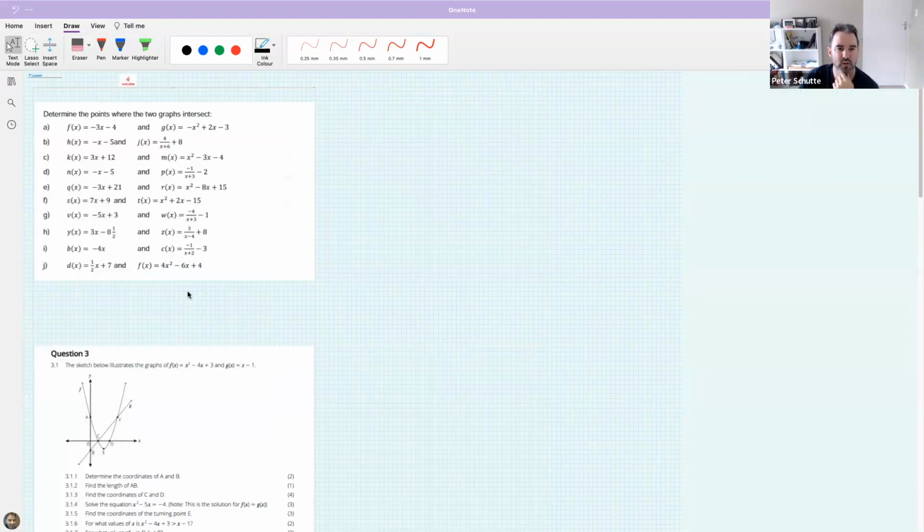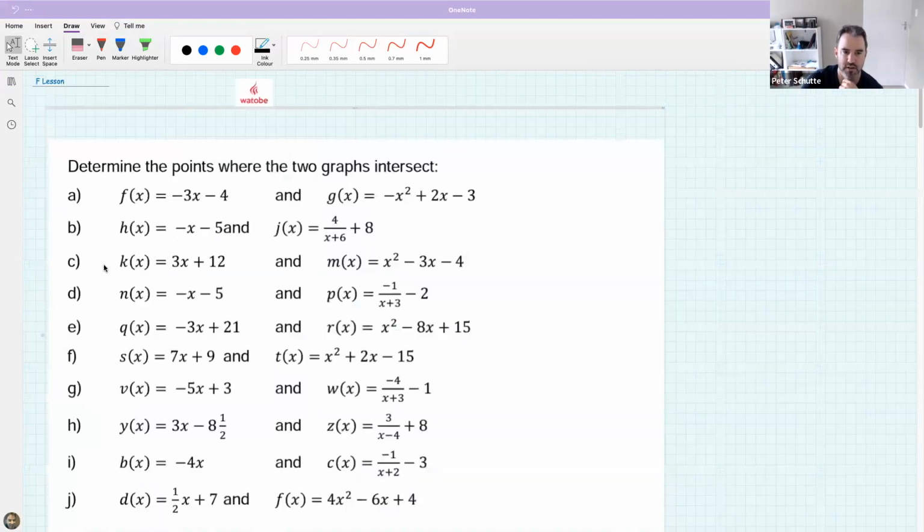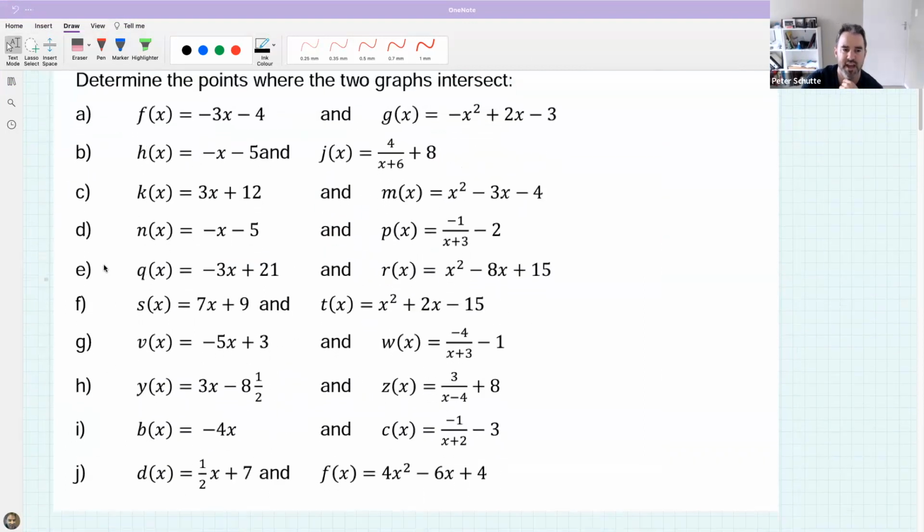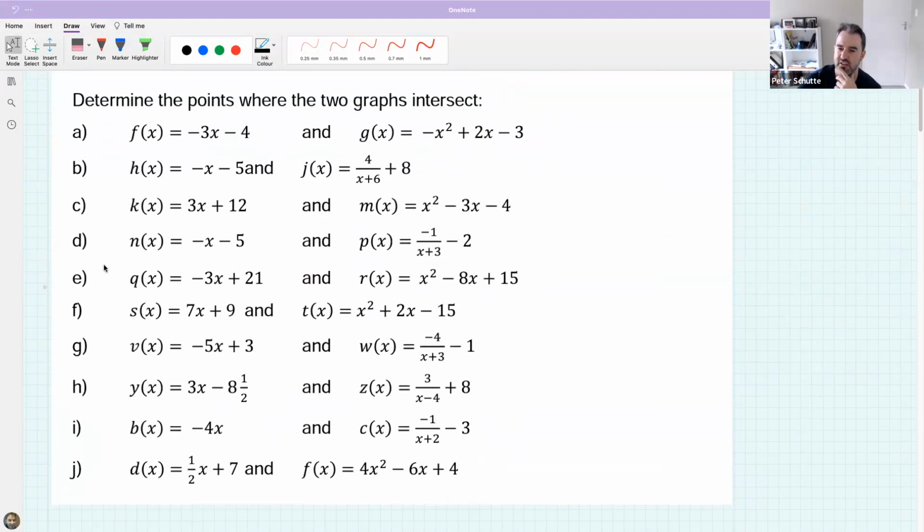To start with today, we're going to go back to a bit more of the different types of functions you have to deal with. What I have here is pairs of functions, so there's quite a lot on the screen. Instead of A, B, C, and so on, I'm going to make it 1, 2, 3, 4, 5, 6, 7, 8, 9, 10. It's just easier to do this way.